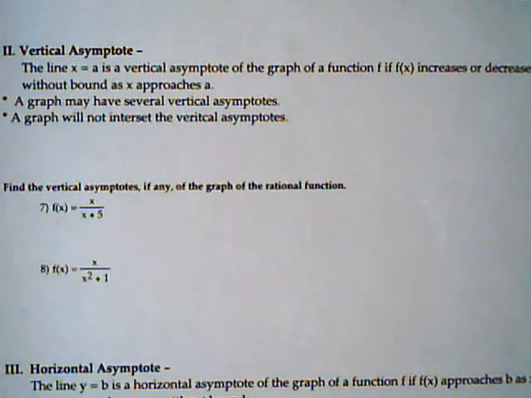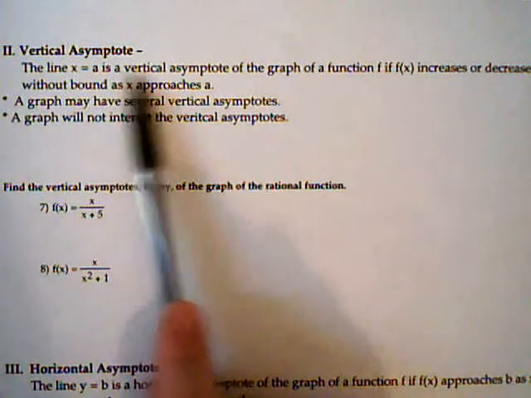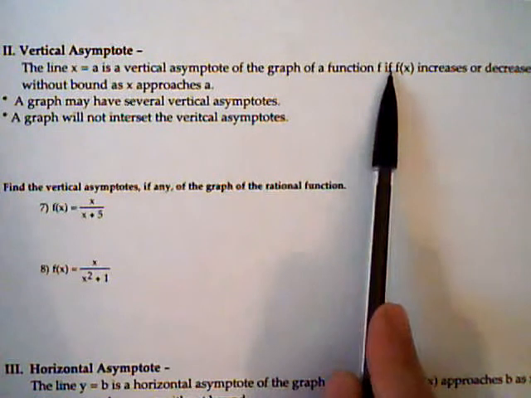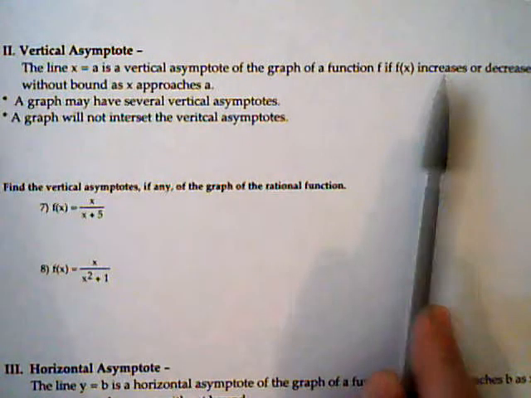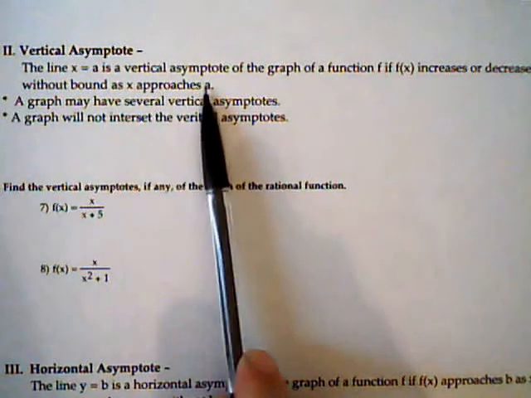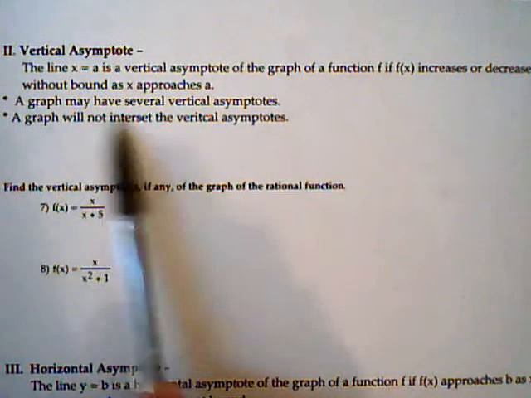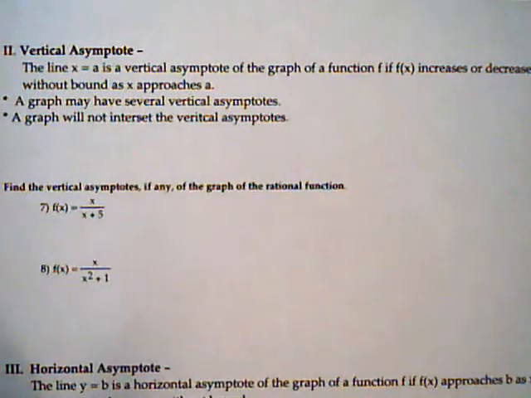And the next thing we're going to talk about in 2.6 is the different types of asymptotes that you can have in a graph. The first one is the vertical asymptote. It's related to your domain in a lot of ways. We say the vertical asymptote is the line x equals a, is the vertical asymptote of a graph of the function f if f of x increases or decreases without bound as x approaches a. A graph may have several vertical asymptotes, but the graph will never intersect the vertical asymptotes.